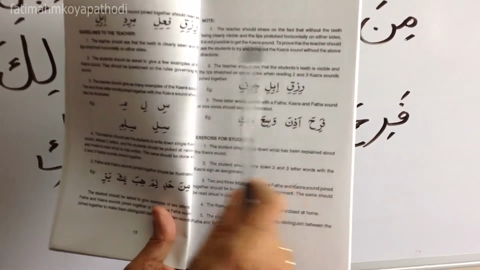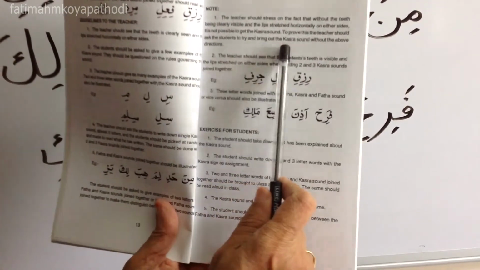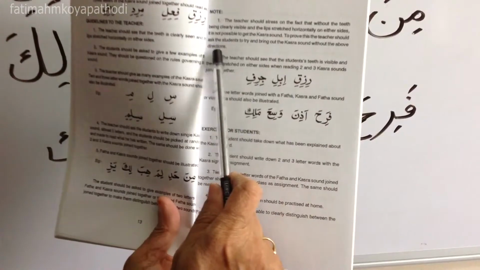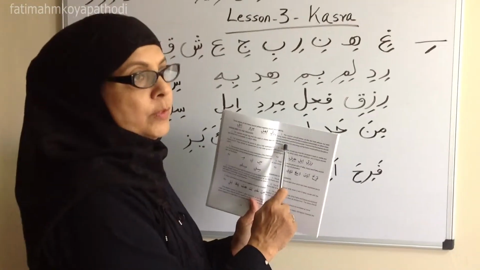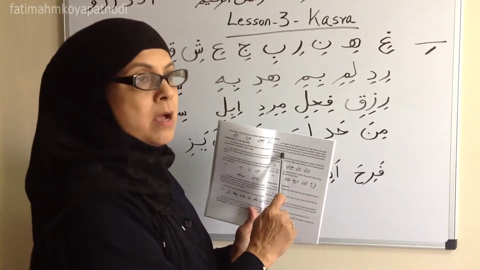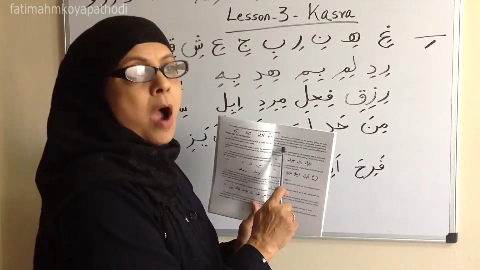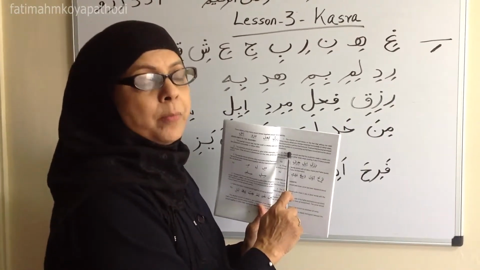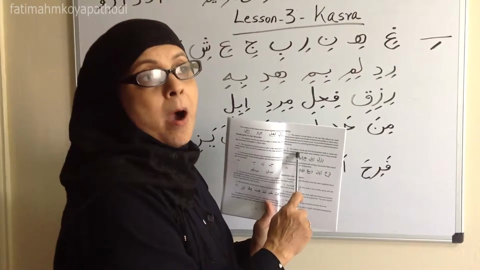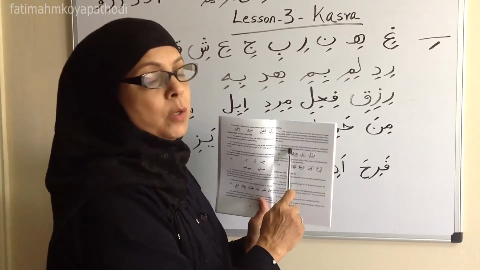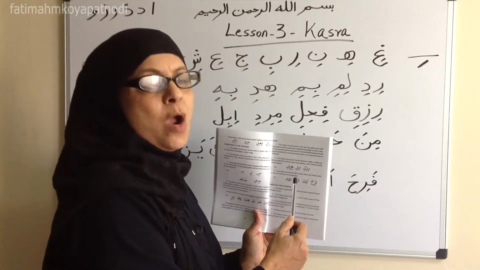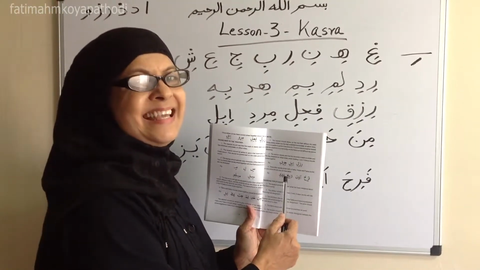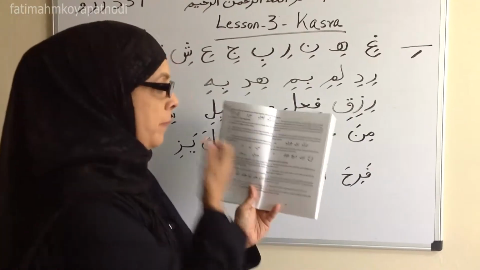To prove this, the teacher should ask the students to try and bring out the kasra sound without the above directions. So again, as we tried with the fatha sound, we cannot bring out the kasra sound without following the rules of kasra. Let me try. Mi. Opening my mouth, I can never get the sound. Mi, mi, mi. No, I have to show my teeth and stretch my lips. Mi, shi, wi, ki, si, ni, ti.